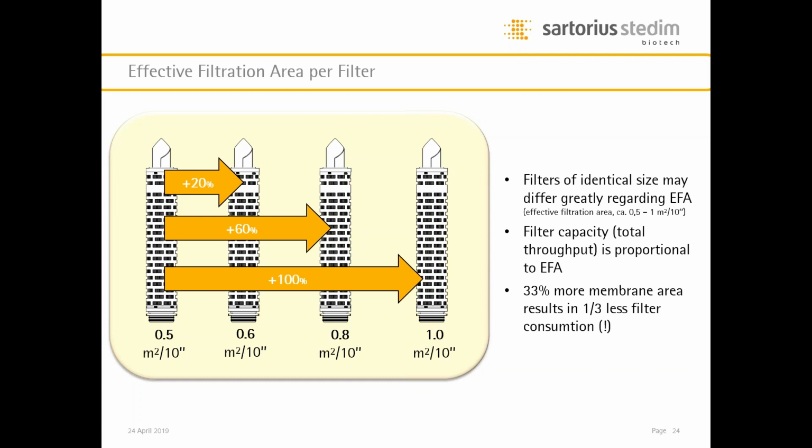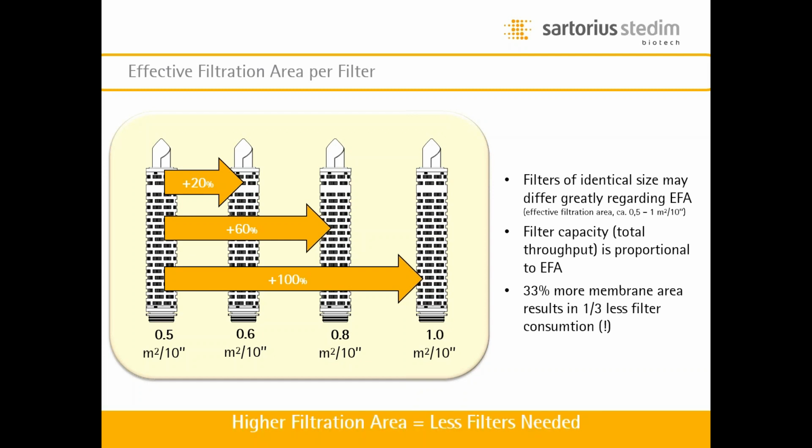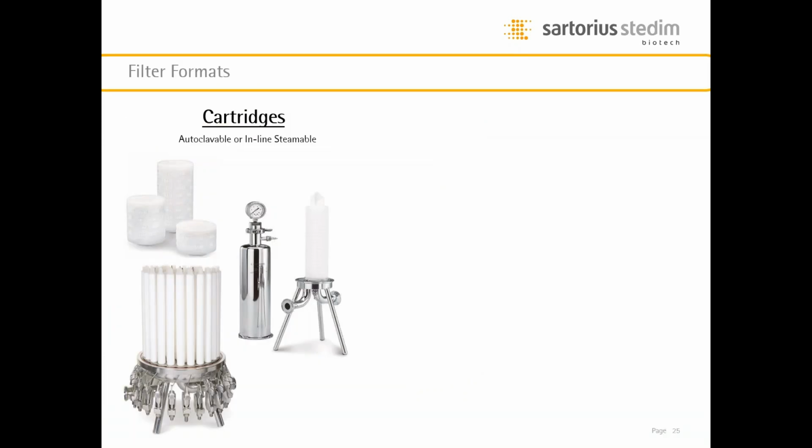Because when you have 30% more membrane, this will result in a third less filter consumption. This can be significant over the years. So higher filtration area means fewer filters needed.